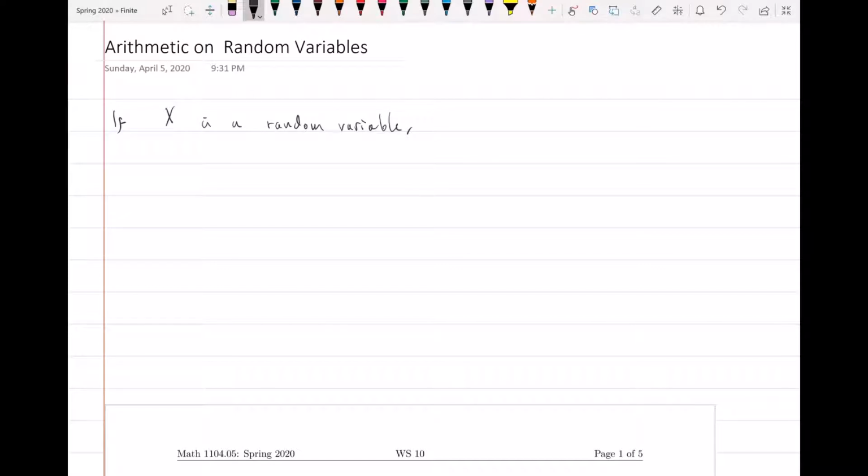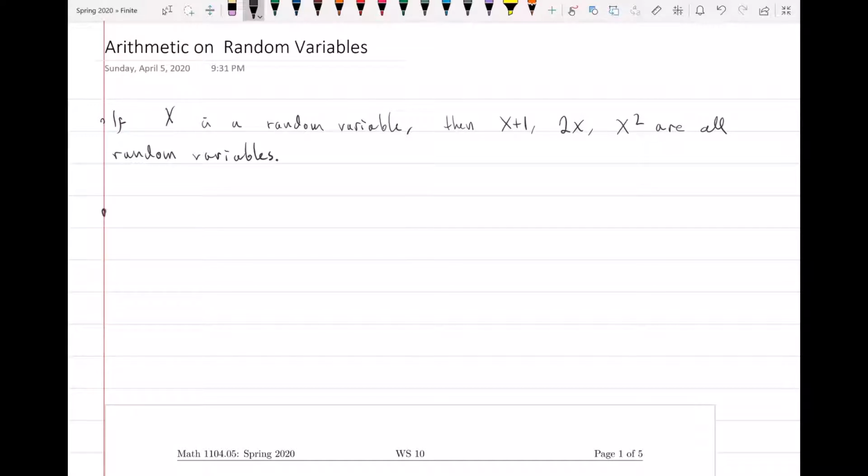So if X is a random variable, then X plus 1 is a random variable, 2X is a random variable, and X squared. These are all random variables. So that's one situation.